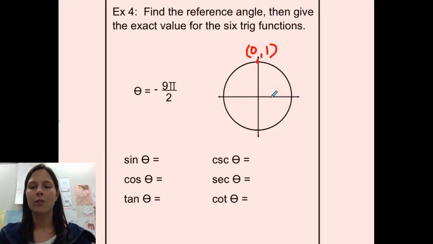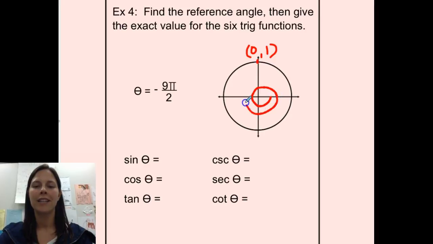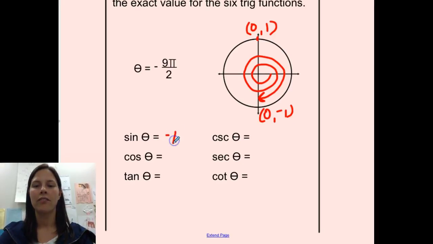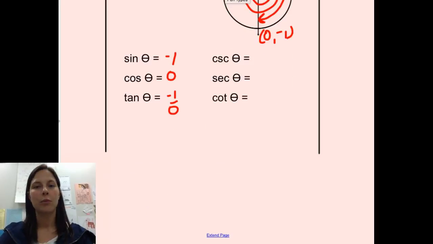So let's count. Make sure you're going in the negative direction. Negative 1 pi over 2, 2 pi over 2, 3 pi over 2, 4 pi over 2, 5, 6, 7, 8, 9. We would be down at 0, negative 1. Our sine is the y value, cosine is the x value. Tangent is sine over cosine, but we all know division by 0 is undefined, so tangent is not defined at negative 9 pi over 2.